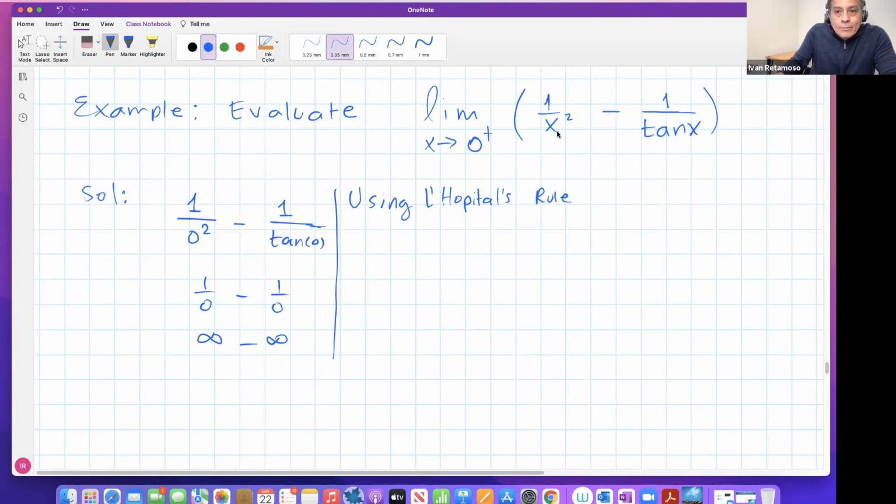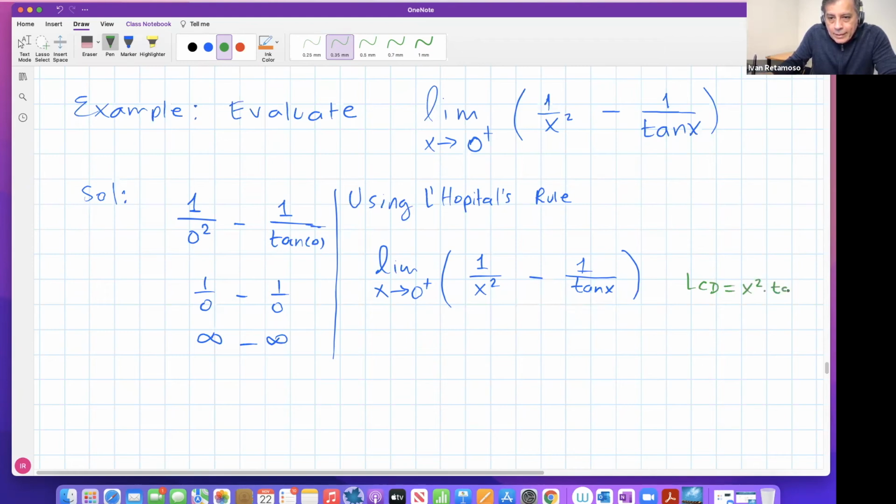Well, first, let's work this out, because in order to use L'Hopital's rule, remember, we need the quotient of two functions, the division of two functions. This is not showing that. So what I'm going to do is combine these two fractions, subtract them using the LCD of x squared and tangent of x. The LCD is just the multiplication, x squared multiplied by tangent of x.